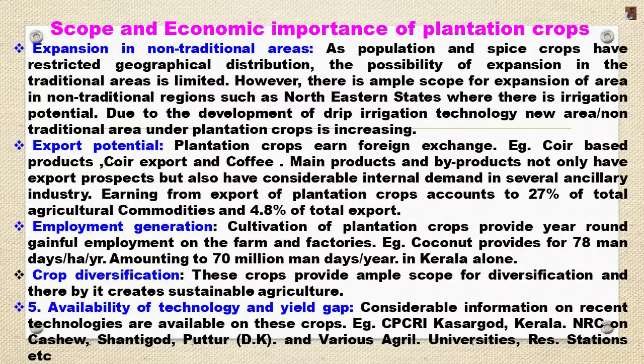Next is crop diversification. These crops provide immense scope for diversification and thereby create sustainable agriculture. Availability of technology and yield gap. Considerable information on recent technologies is available with the headquarters of these crops like CPCRI situated at Kasaragod, Kerala, National Research Center on Cashew, Puttur, and various others.